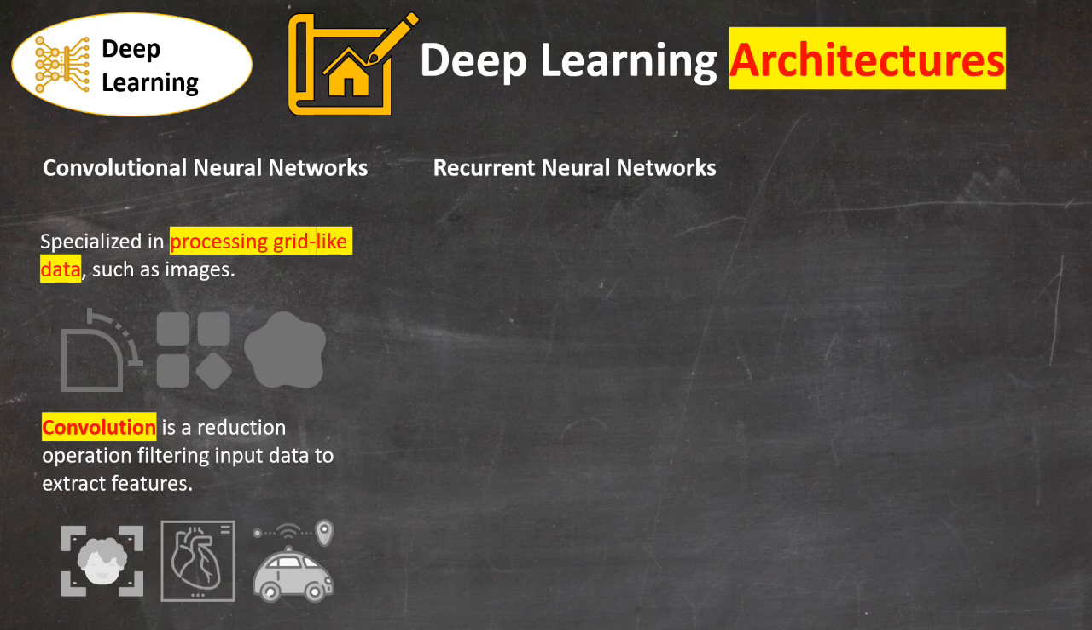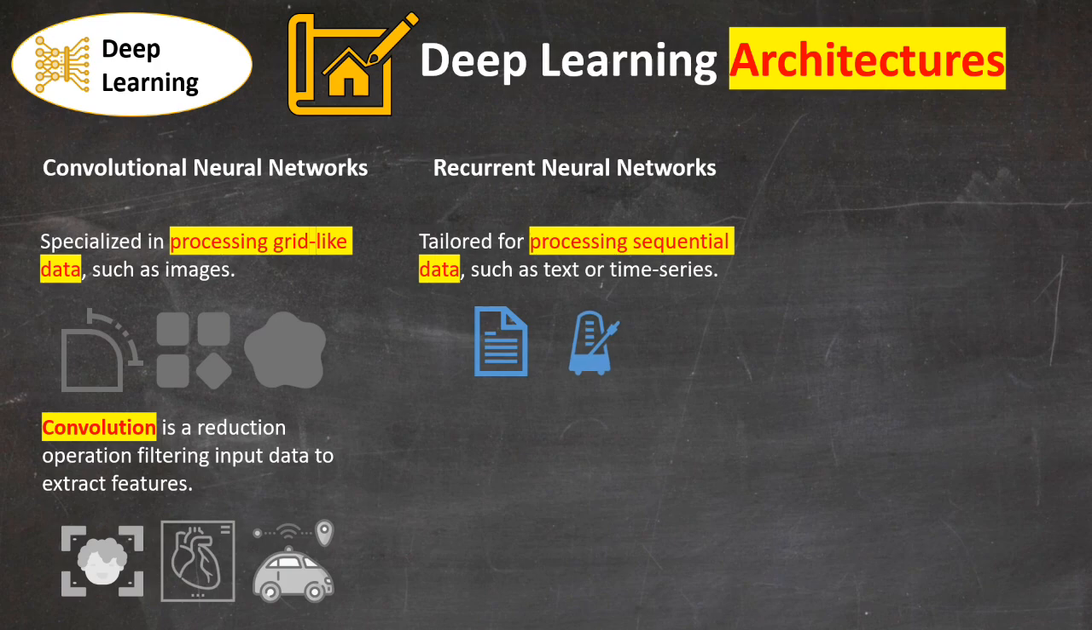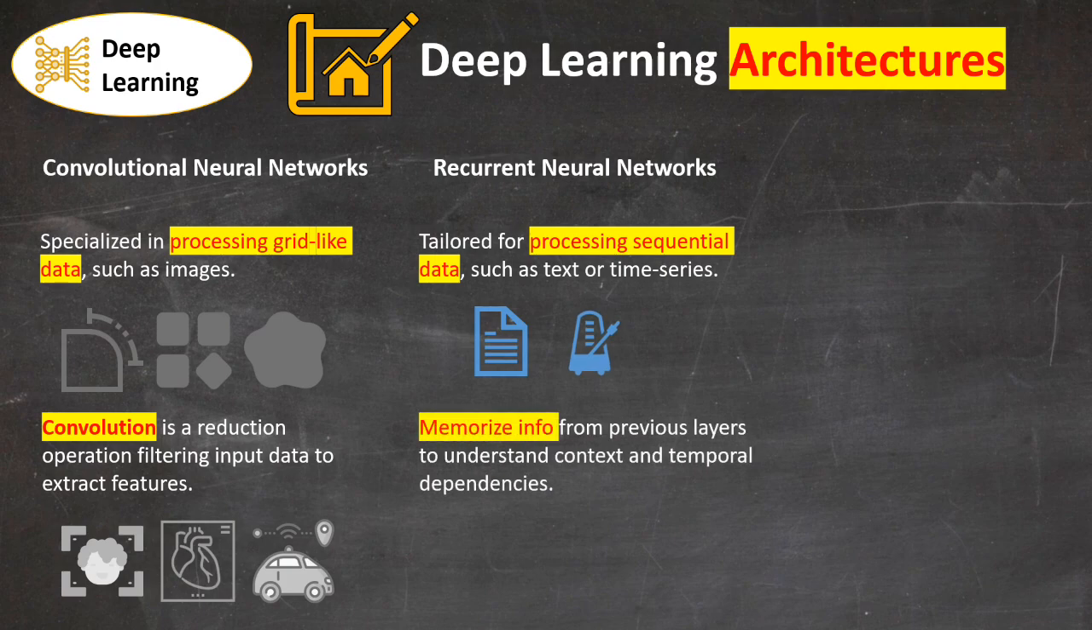Next, recurrent neural networks are tailored for sequential data, such as text or time series analysis. Unlike traditional networks, RNNs have a memory mechanism that retains information from previous inputs, allowing them to understand context and temporal dependencies. This makes them ideal for tasks like language translation, speech recognition, and financial forecasting. However, they do have limitations, such as long-range dependencies, data processing parallelization, and computational efficiency. Thus, let's talk about our third architecture.